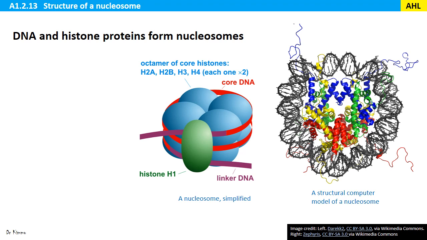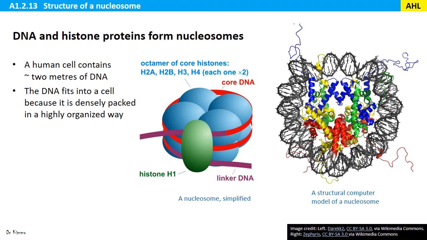DNA and histone proteins form nucleosomes. A human cell contains about 2 meters of DNA. The DNA fits into a cell because it's densely packed in a highly organized way. The smallest unit of organization is the nucleosome.